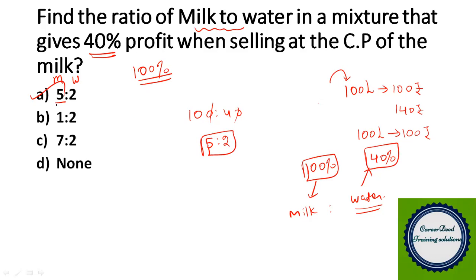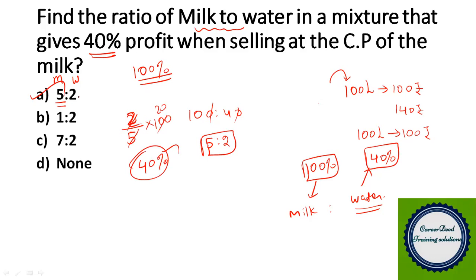So here the actual cost price of milk is 5. From that you are getting 2 parts profit. So this is 2 by 5 into 100. While cancelling you get 20. So 20 into 2 you get 40%, right? 40% is profit. So obviously the answer is A, 5 is to 2. For this type of problem you don't need to waste time. When you save time you can easily score good marks.